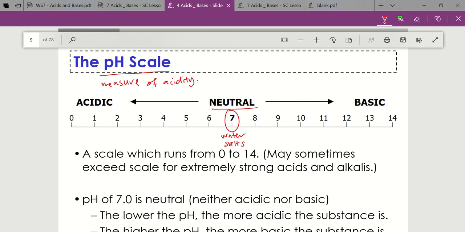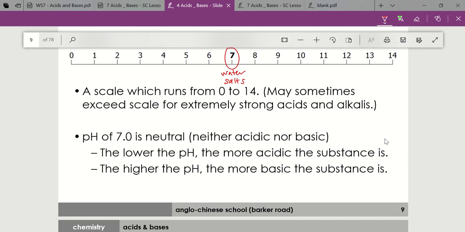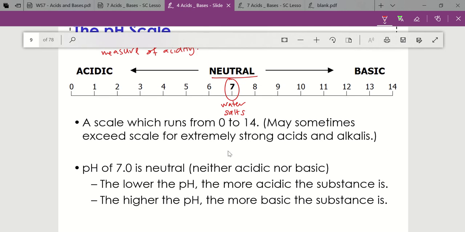pH. Okay, so moving down the pH scale, when we move on to the smaller numbers, this will be when a substance is the most acidic, and moving up the scale, this is when the substance is most basic. Okay, and so yeah, I think this is quite straightforward.